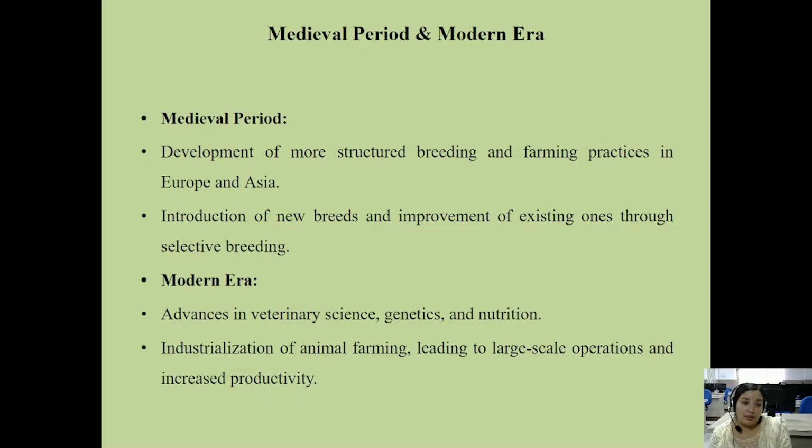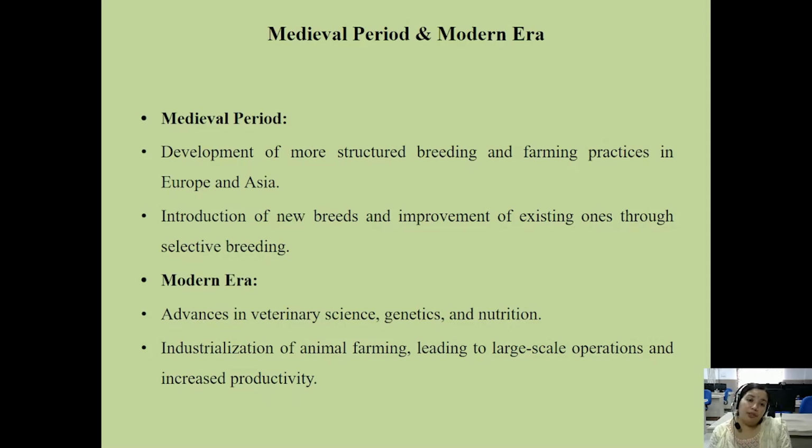And in the modern era, there were advances in veterinary sciences, genetics and nutrition, and industrialization of animal farming, leading to large-scale operations and increased productivity. That is the modern era of animal husbandry.